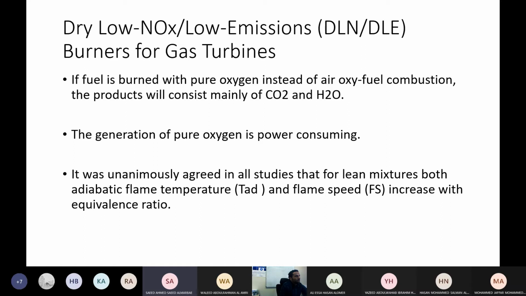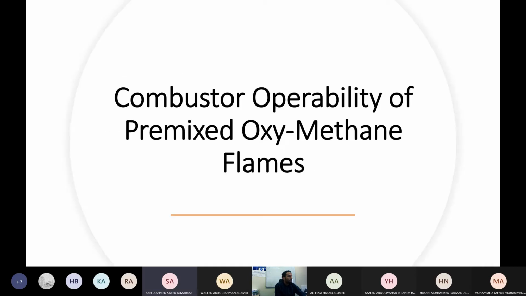Also, the temperature that results from the combustion is very high. So we take some of our CO2 and circulate it to cool our system. So now my colleague will continue with the combustion operability of premixed oxymethane flames.